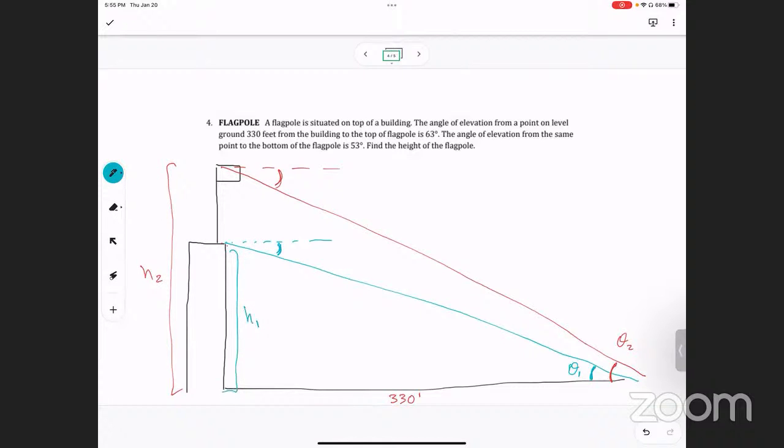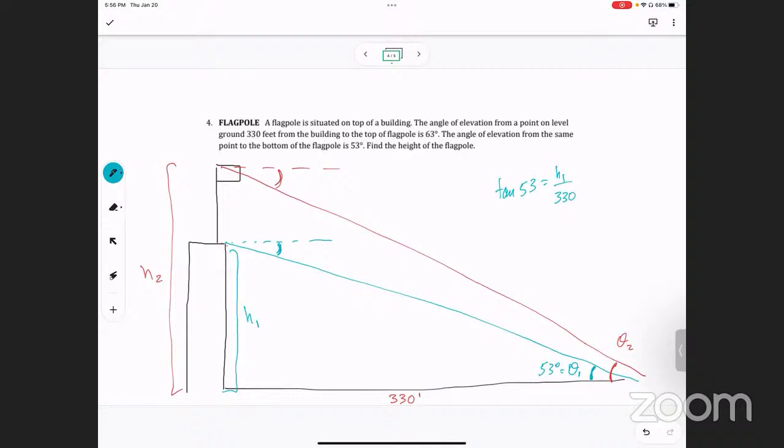So let's go with the blue equation first. Tell me what to write. For the blue equation, you would do the tangent of 53 equals H1 over 330. Perfect. Is it gonna ever be anything besides tangent? They could have asked what the sight line was. They could have given you that sight line instead, right? So yeah, it's possible.